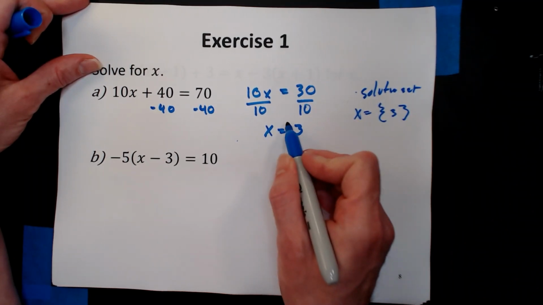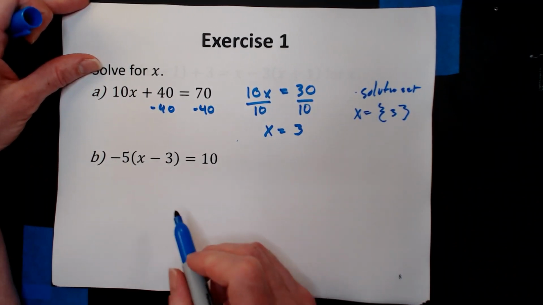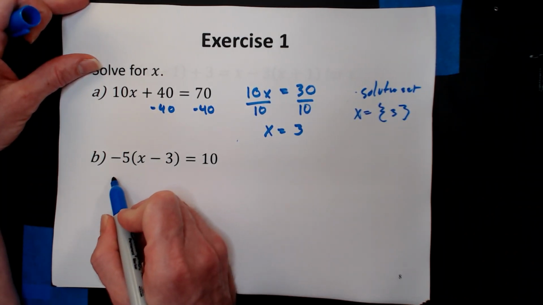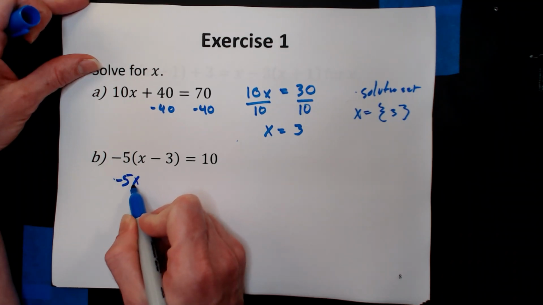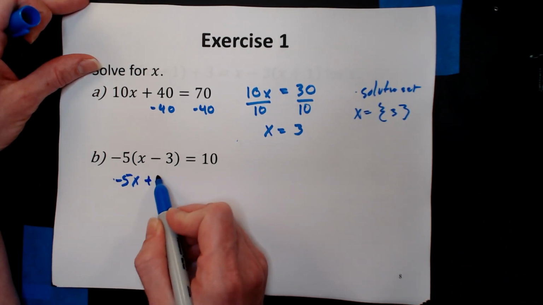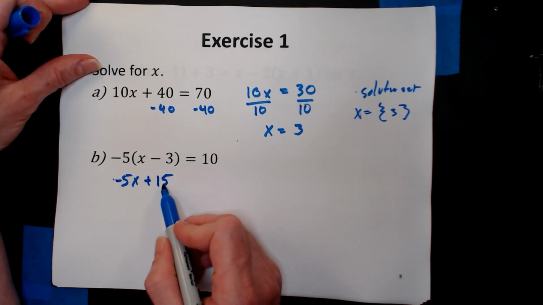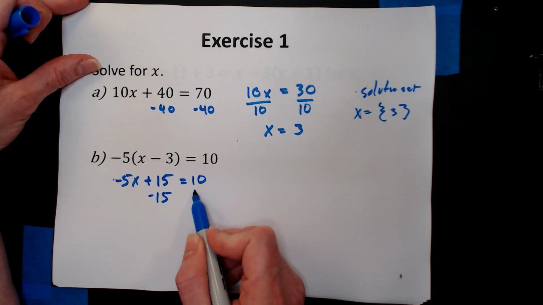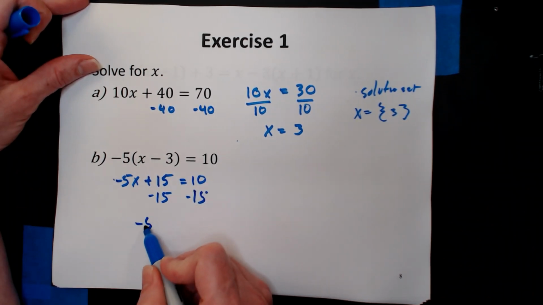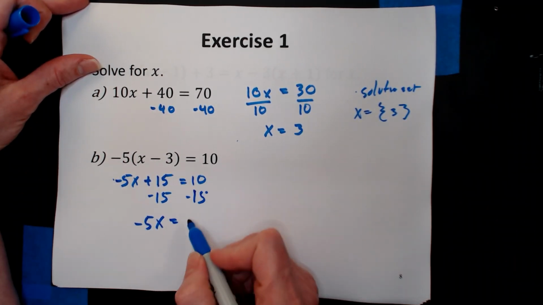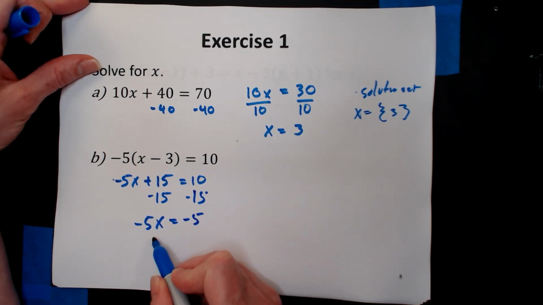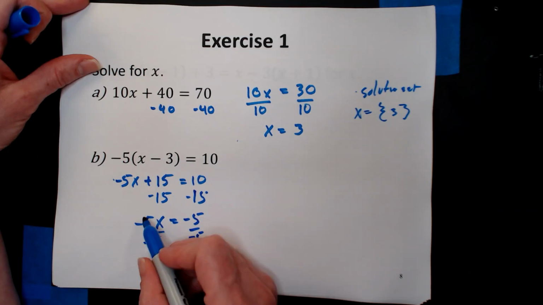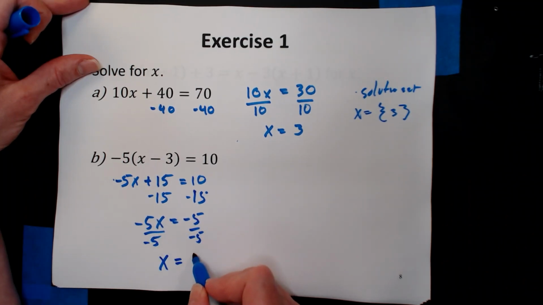Usually they'll already have curly braces around what they want you to plug in. Here we're going to get rid of this grouping symbol first, multiply through by negative 5. So we're going to get negative 5x, and then negative times negative makes this positive, so that's going to be 15 plus 15 equals 10. I'm going to subtract 15 from both sides. So that gives me negative 5x equals, and that's going to be negative 5. I'm going to divide both sides by negative 5. And so now my negative 5's cancel here. I get x equals 1.